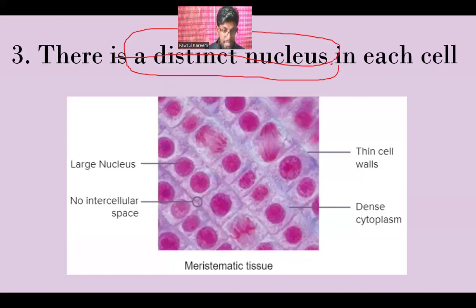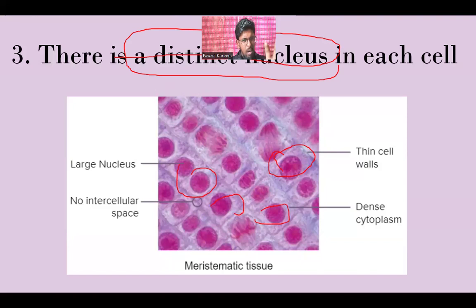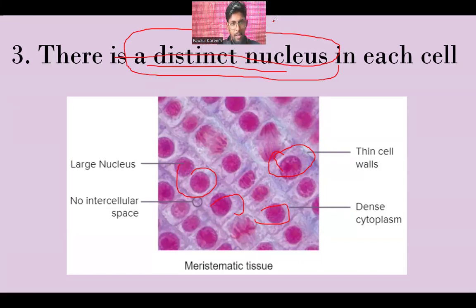Distinct means a big, clear nucleus can be there. Here can you see a big nucleus? This purple color, they have put some dye, so that's why it's blue or purple color. Can you see the larger nucleus here? Can you observe that? So a larger and a clear nucleus will be there in those cells. So that is fact number three. Now fact number four.